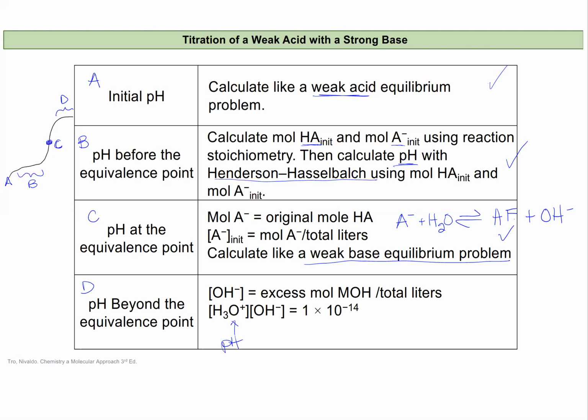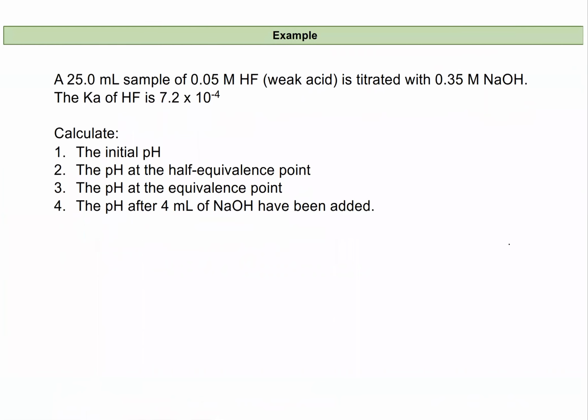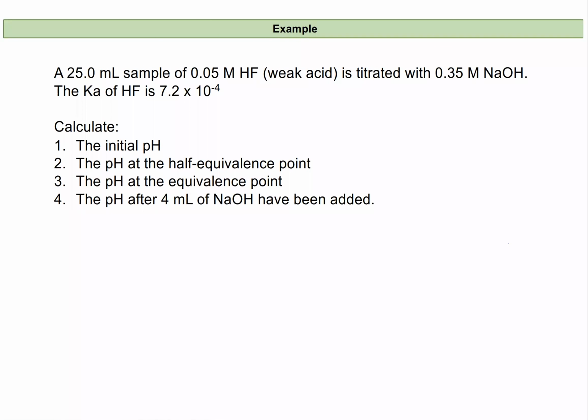And we can calculate the pH beyond the equivalence point using what we learned about the autoionization of water and also leaning on our stoichiometry skills that we've developed over the course of this class. So let's put those to use. Here is an example that's going to go through these 4 different regions. And then I'll provide another example for you to practice on your own.